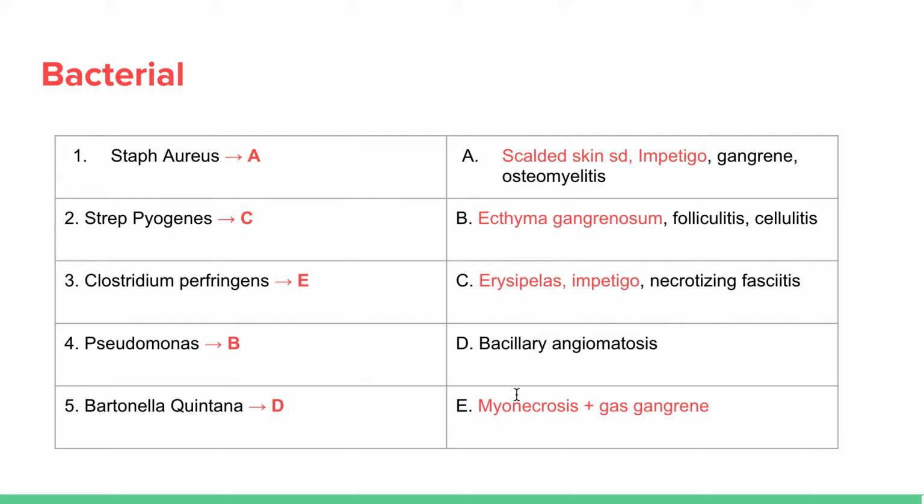Clostridium gives you myonecrosis and gas gangrene. Pseudomonas gives you ecthyma gangrenosum, folliculitis, and cellulitis. And then your Bartonella quintana gives you your bacillary angiomatosis.